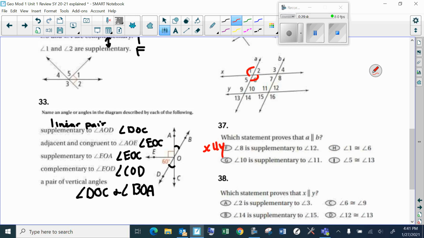10 and 11 are supplementary. This one and this one. Okay, well, there's my transversal then, and then there's my two parallel lines. They touch once right there. So there's my answer. And then let's see what's wrong with 5 and 13. 5 and 13. Those are corresponding.